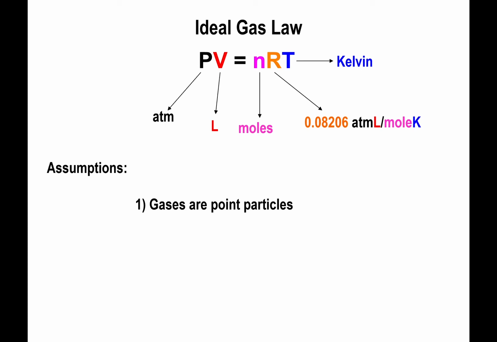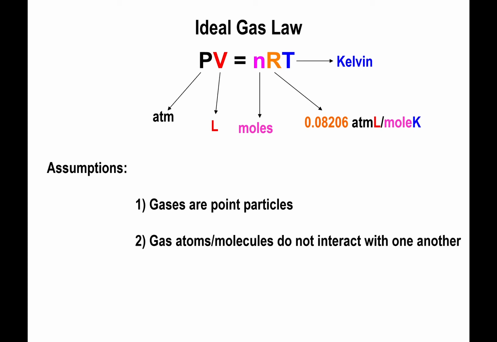That's one assumption. The other assumption is that the gases themselves do not interact with one another. It's almost like they don't see each other. They act like zombies, and they don't necessarily do anything with each other. Now, as you'll find out in future videos, these two assumptions are actually wrong, but these are the assumptions under which the ideal gas law presides.